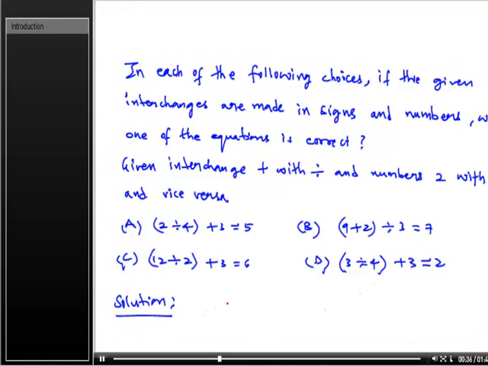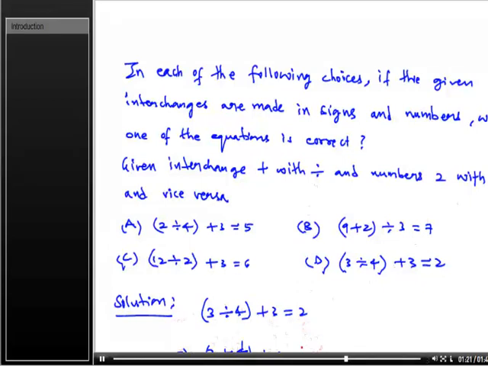Let us check with choice D, that is 3 divided by 4 plus 3 is equal to 2. From the instructions, we know that 3 is to be interchanged with 2, and divide by should be replaced with plus. 4 should be replaced with 4 only, because nothing is said about 4. And plus 3: plus is interchanged by divide by, 3 is to be replaced by 2, and 2 is to be replaced by 3. On the right-hand side, we need to get this answer.